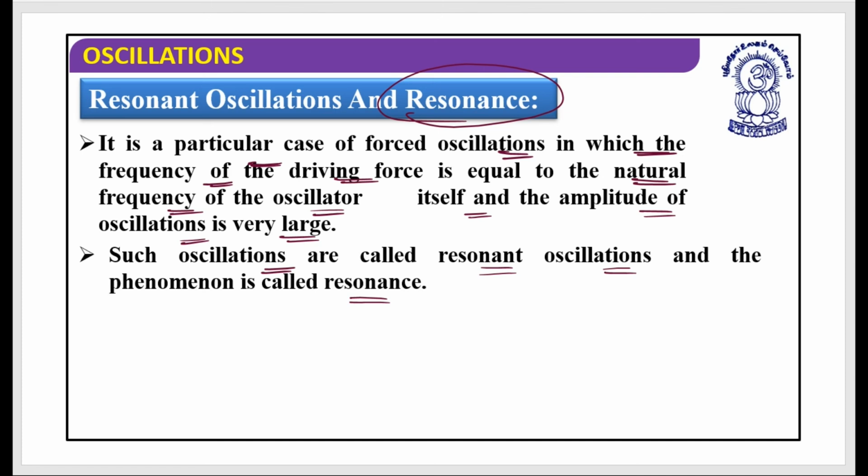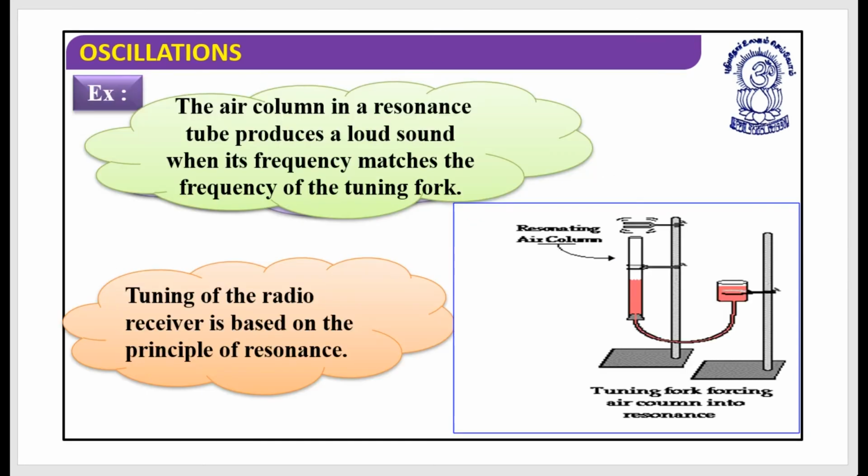So let's look at the situation where we have a resonating air column, and we have a liquid over here. We have a tuning fork, and we vibrate the tuning fork and arrange this air column such that resonance occurs. The tuning of a radio receiver is based on the principle of resonance itself.